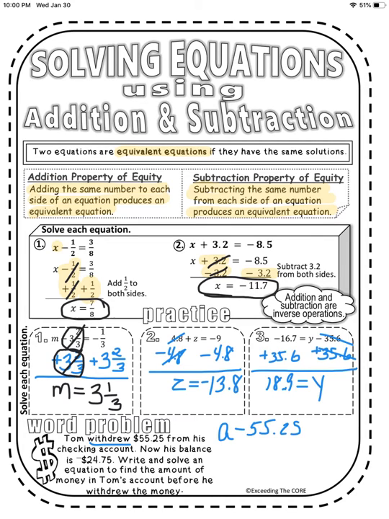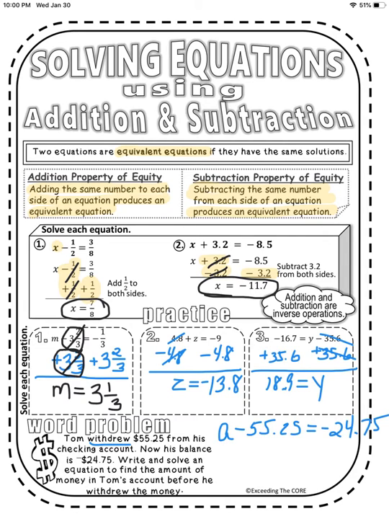And we know when it was all done, he had a negative balance, negative 24.75. Sorry, it's hard to write on an iPad.